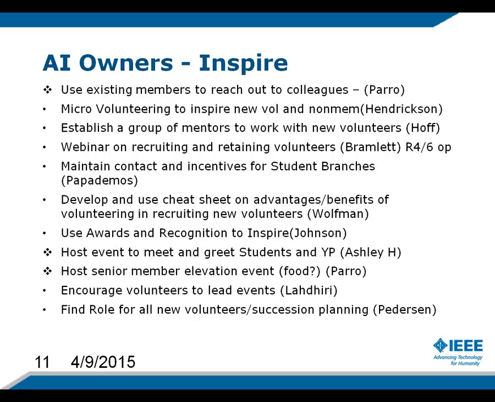I've put together a list of the initiatives that were brainstormed or were underway for each of the 4 areas. On the right I've included the person that I see as owning the action item to create the list we talked about in the previous slide. The names on this particular page are Bob Perro, Dave Hendrickson, Dave Hoff, Don Bromlett, Tom Papadomus, Howard Wolfman, John Johnson, Ashley Hofstetter, Bob Perro, Tarek Ladiri, and Karen Pedersen. For each of those, if your name is by the action item, the expectation is that you will look at the resource list, take a shot at it, and then send it in.